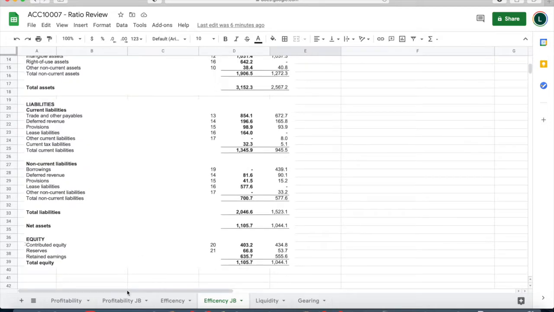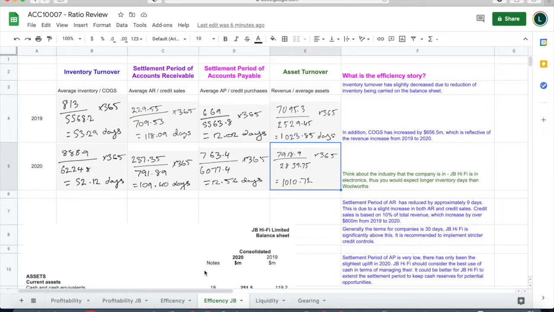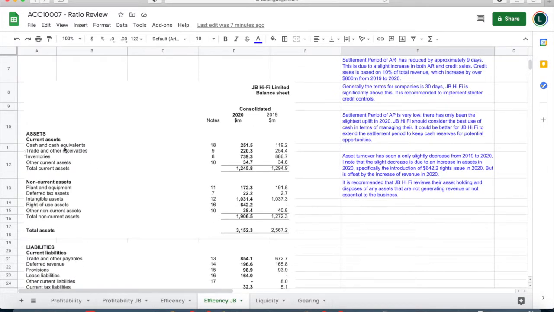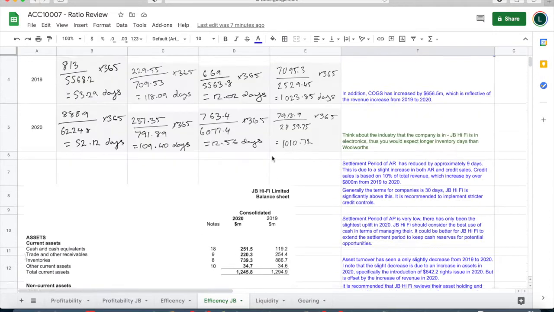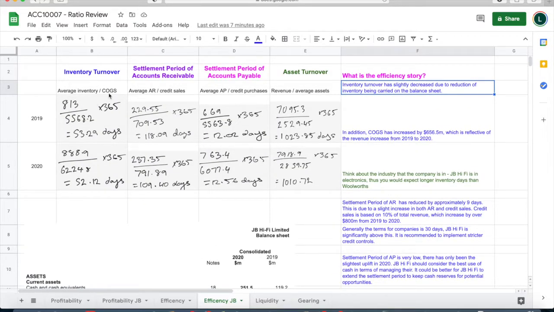We've already had a bit of a look in our profitability section over here. We've seen those totals. But what I've done here is created a little story, so you can see the kind of things that we can write with just this minimum information. So let's have a read through of that. Inventory turnover has slightly decreased due to a reduction of inventory being carried on the balance sheet. So we can see here, inventory has gone down by over 100 mil, but obviously remember we're getting the average inventory, so that's a consideration.